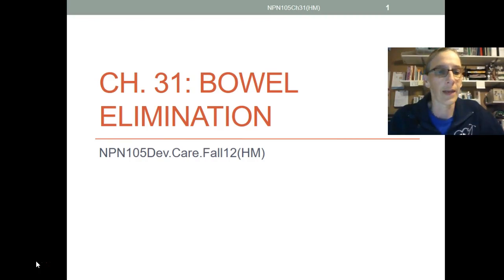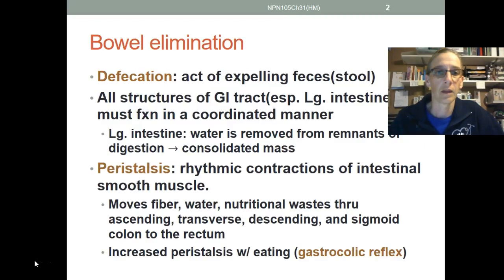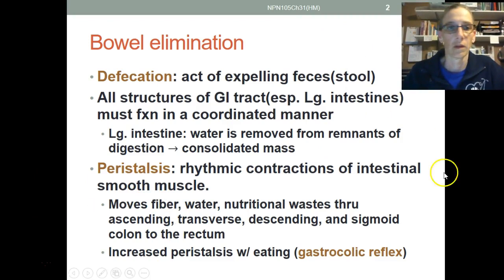All right, bowel elimination. So digestion starts with the mouth, esophagus, stomach, small intestine, large intestine, also known as the colon, the rectum, and the anus. Kind of start with the basics. Bowel elimination or defecation is the act of expelling the feces or stool. All structures of the GI tract, especially the large intestines, must function in a coordinated manner. The large intestine is where water is removed from remnants of digestion and causes a consolidated mass.